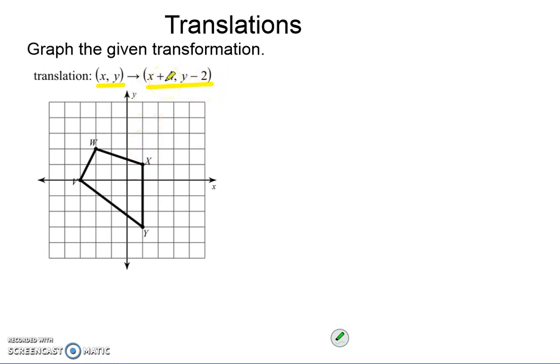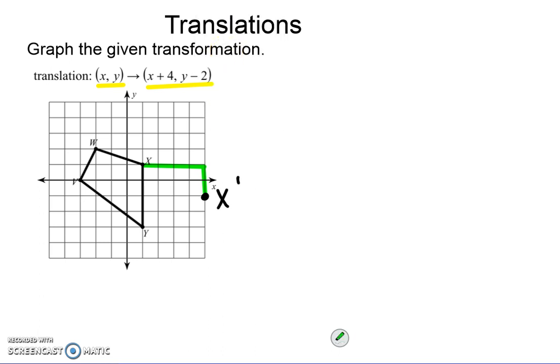So x plus 4 means I need to move all of my x values 4 units to the right. Y minus 2 means all of my y values need to go 2 units down. So if I take this first x value and I move it 4 units to the right and 2 units down, that gives me my new x prime there.